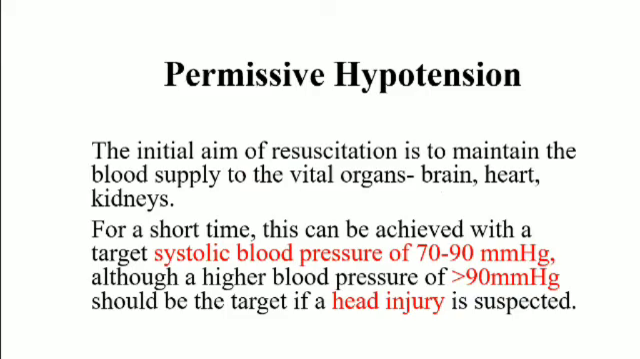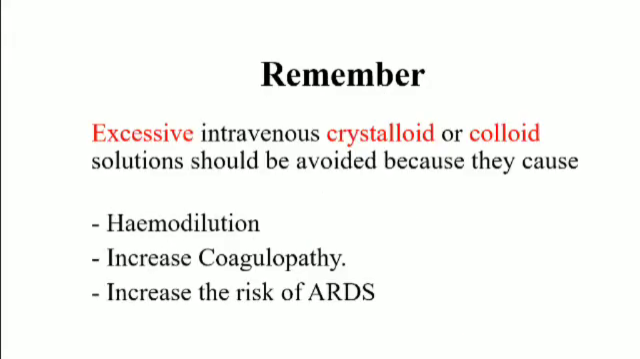Now a term, permissive hypotension. The initial aim of resuscitation is to maintain the blood supply to the vital organs like brain, heart, kidneys. For a short time, this can be achieved with a target systolic blood pressure of 70 to 90 millimeter of mercury, and this is called permissive hypotension. Although a higher blood pressure of more than 90 millimeter of mercury should be the target if a head injury is suspected. Also remember, excessive intravenous crystalloid or colloid solutions should be avoided because they increase coagulopathy and increase the risk of acute respiratory distress syndrome.